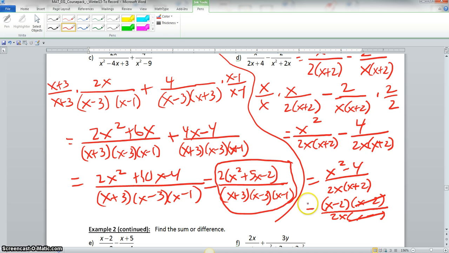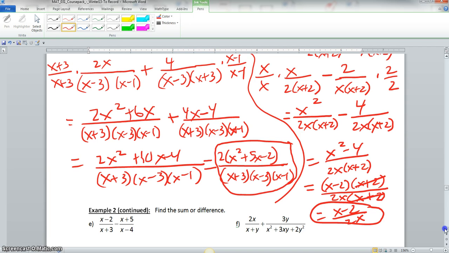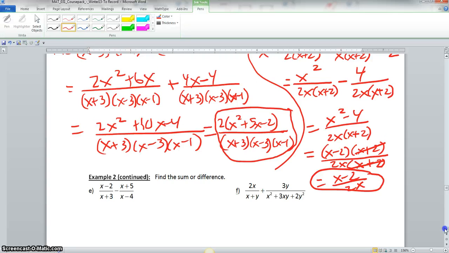Now for some reason a lot of this stuff is disappearing, but we know that these are x plus 2's here that simplify out, and our final answer will be left with x minus 2 over 2x. And that's it for that problem. Now we scroll down here to example 2, which is continue.